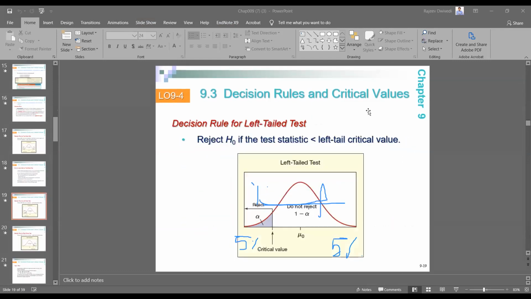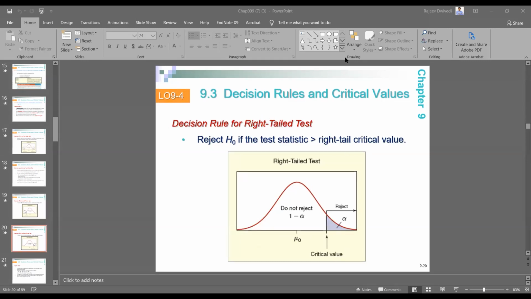Similarly, this is called left tail test because this is left. And here 10%, this is all 10%. So this is 10%, the rest is 90% in this case. So here we don't reject, but here we reject. So this is left tail test because this is the left side. Similarly, this is right tail test because on this side we have 10%, let's say, and 90% here. We don't reject in this region, but we reject in this region.